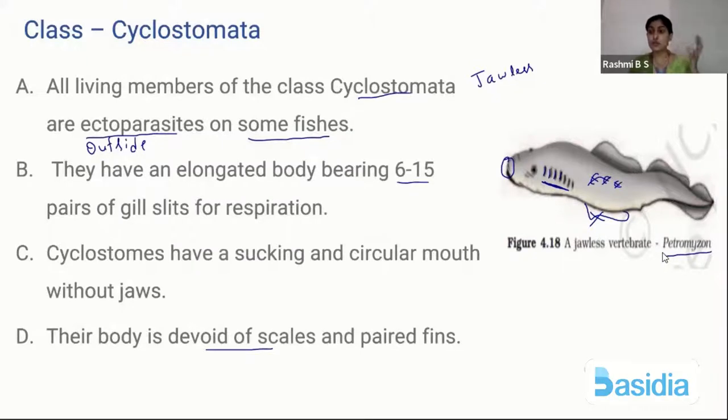Remember, petroleum, petromyzon. Whenever you hear cyclostoma, look at the word cyclo, round mouth. When you have a round mouth, you don't have a chance for jaws, right? Yes, they are jawless animals. Imagine if you don't have upper and lower jaws, you cannot chew. So at that time you need to suck the food. Sucking food means you need to take it from another animal. That means it should be a parasite. So this cyclostomata class is an ectoparasite class, and they live on other fishes. Is it clear, children? Any doubts here?